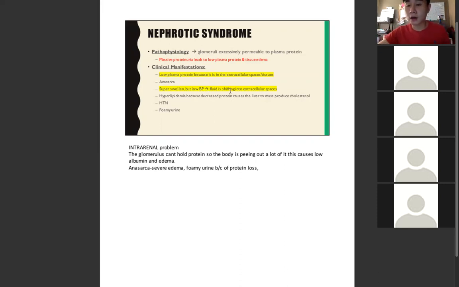Basically, we have the fluid inside our vessel and the fluid outside our vessel, our cells. So if the fluid is not inside our vessel and it leads to the outside of our blood vessel, it will lead to swelling. And when the fluid leaves our blood vessel, it leads to low blood pressure because we don't have enough volume inside the blood vessel anymore. I hope that makes sense.